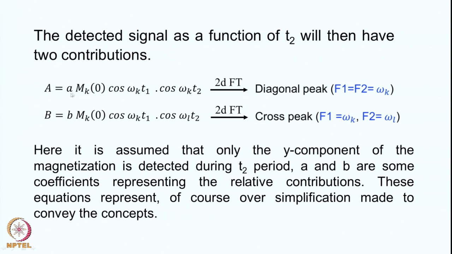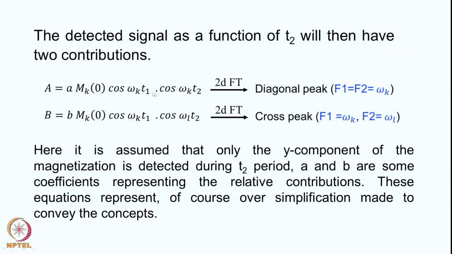In which case, what happens during the period T2? There will be some magnetization which remains on the spin K and some magnetization will be on spin L. The components present there are represented by these coefficients A and B. A is the component which remains on spin K itself, and B is the component which gets transferred to the spin L. Now during the period T2, what happens?